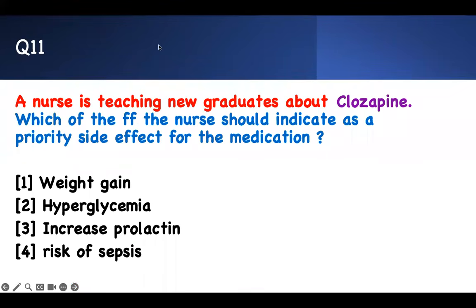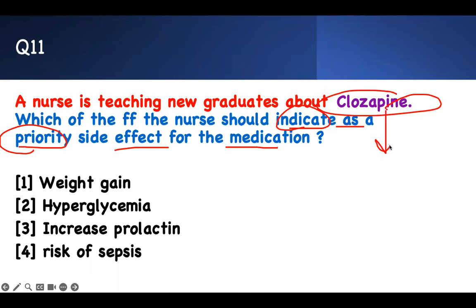Number 11. Which of the following should the nurse indicate as a priority? Number 1, side effect for the medication. A nurse is teaching a new graduate about clozapine. Rewrite it: I'm taking clozapine. What should I worry about? Something that is going to kill the patient, and you have to be sharp. And how do you be sharp? You already know it.